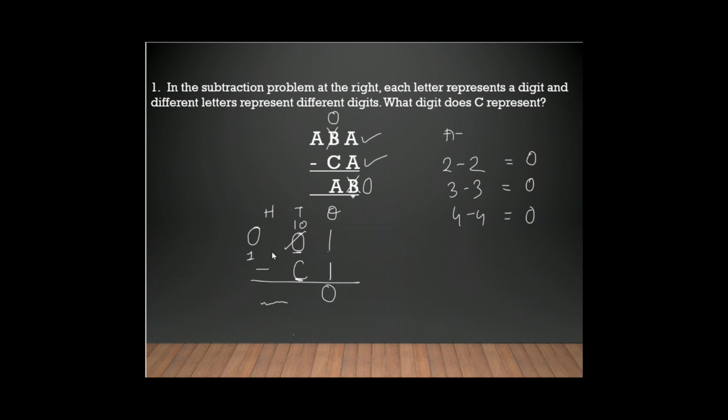So now you must have understood, since it's a 1 here, 10 minus C is equal to 1. It's obvious, 10 minus 9 is 1. So that means C has to be 9. So we found all the values: A is 1, B is 0 and C is 9. Okay, I hope you have understood this. Let's take the second example.